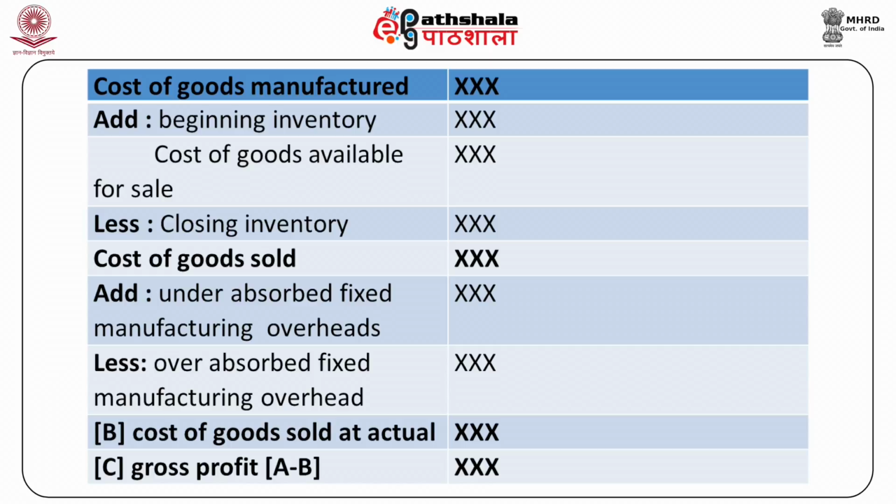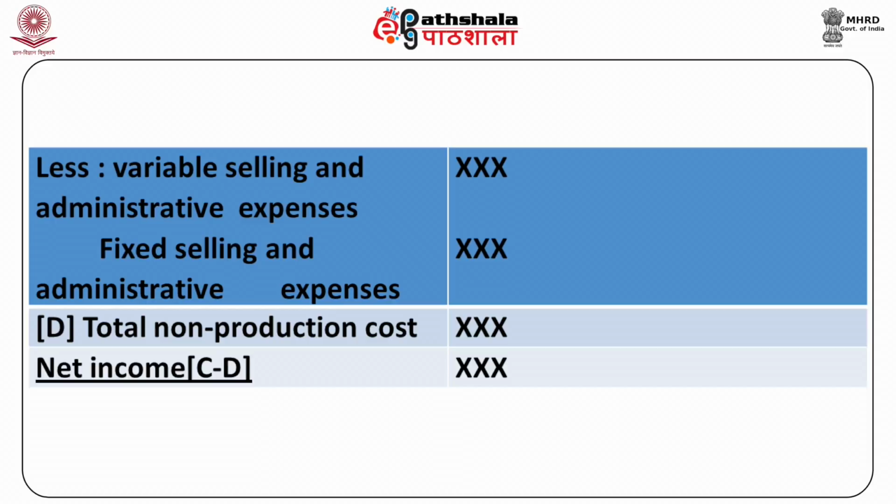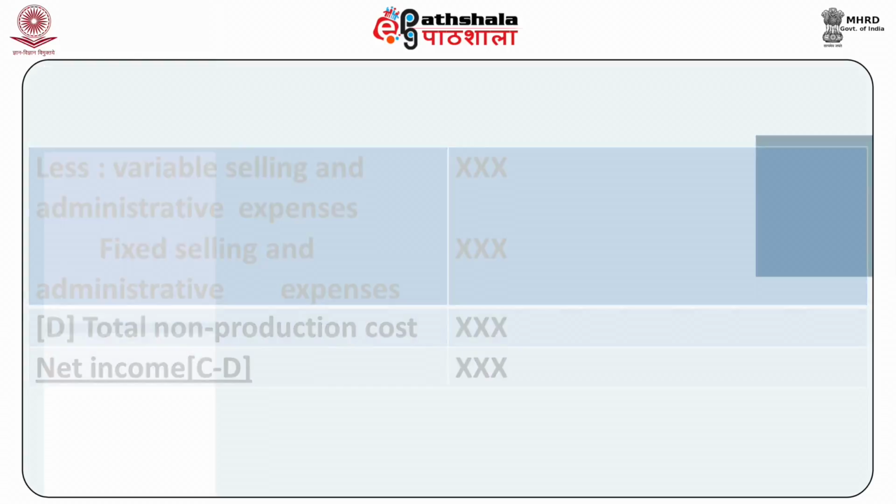You have to add under absorbed fixed manufacturing overhead less over absorbed fixed manufacturing overhead. This gives us B, which is the cost of goods sold at actual. The gross profit C is given by A minus B. Subtracting the variable selling and administrative expense and the fixed selling and administrative expense, we get D, which is total non-production cost. The net income is C minus D.